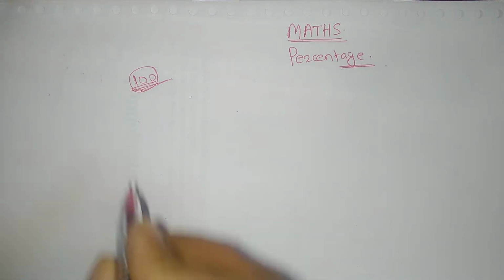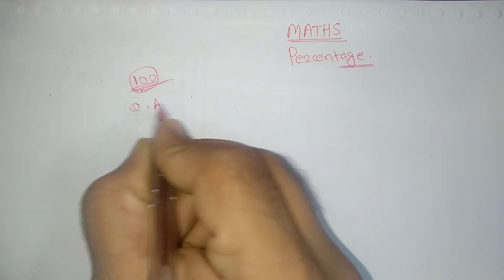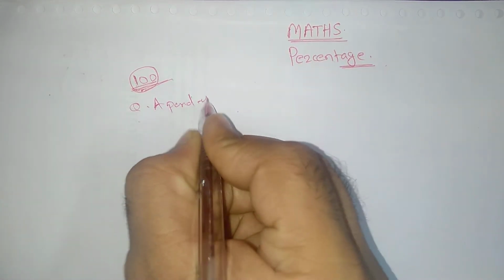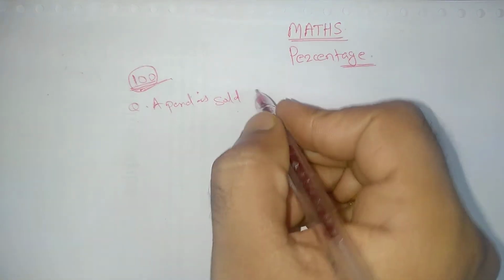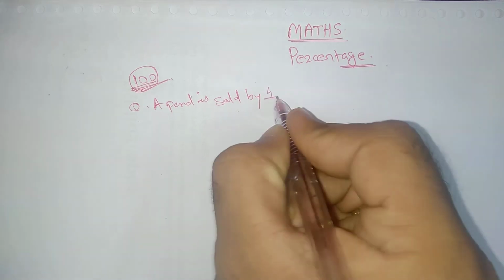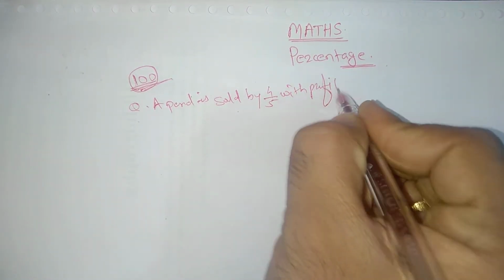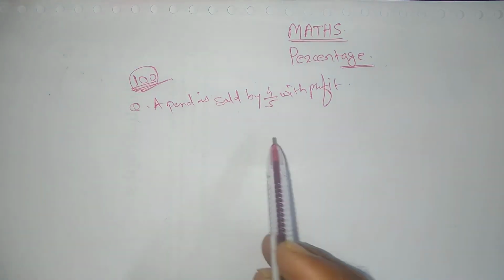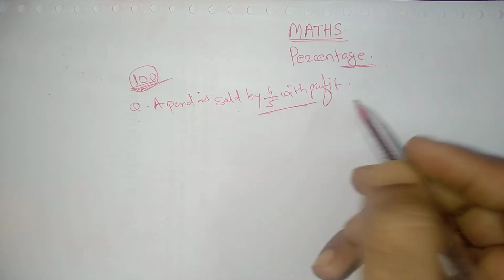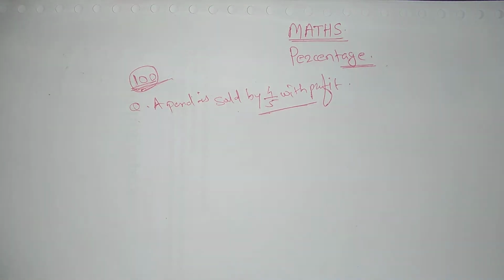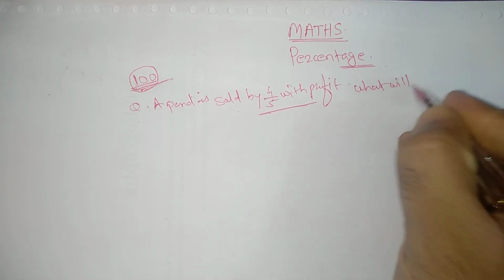So let's take a pen. A pen is sold by 4/5 with profit. Okay, this is the example. A pen is sold with how much profit? By 4/5 with the profit. Then we have to find out what will be the percentage.